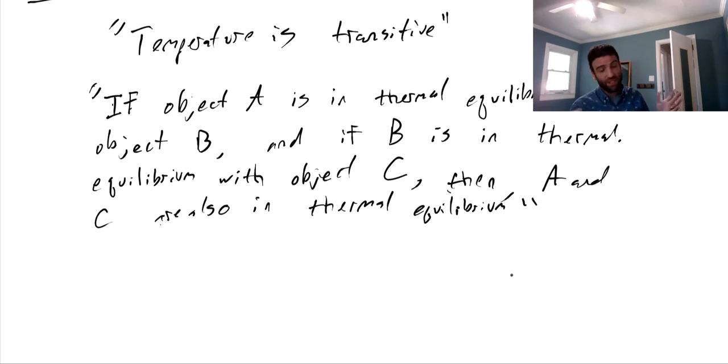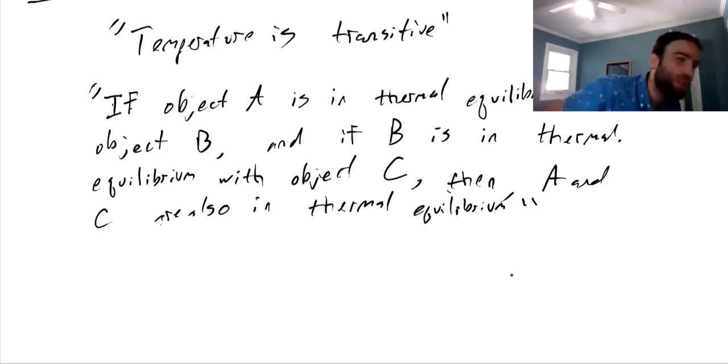So for instance, if at first my house is a little bit colder than the outside and there's no air conditioning, then heat is trying to flow into my house until my house is in thermal equilibrium with the outside. So my house, object A, is in thermal equilibrium with the outside air, we'll call that object B. At the same time, our neighbor's house, object C, is also in thermal equilibrium with the outside air, object B. And that means my house is in thermal equilibrium with my neighbor's house. And so no heat will naturally flow back and forth between them.